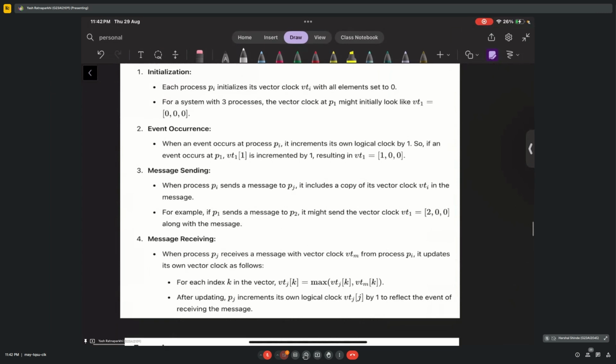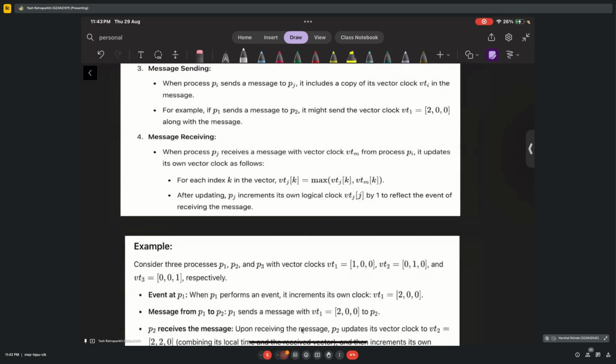Okay. Now message sending. When a process Pi sends a message to Pj, it includes a copy of its vector clock. See, what was happening in the scalar clock? Along with the data we were sending a scalar timestamp. What is happening in vector? Again, we are sending the vector time with it. Then it includes a copy of its vector in the message. For example, if P1 sends a message to P2, it might send the vector clock VT1 2, 0, 0 along with the message. Right?